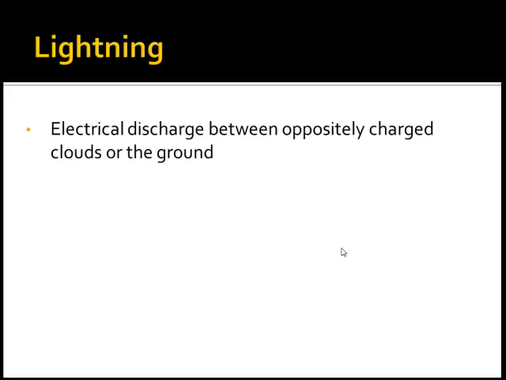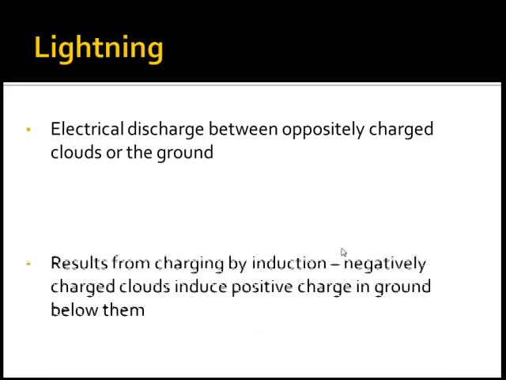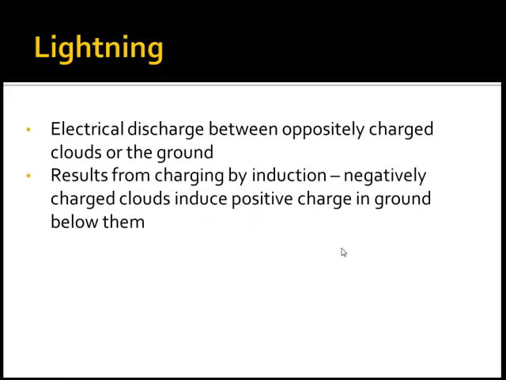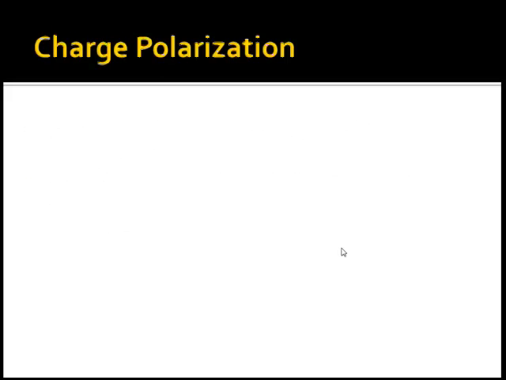And again, I just mentioned lightning. So you have electrical discharge between the oppositely charged clouds and the ground. This is done by induction. So the negative charges will accumulate in the clouds, and the positive charge will accumulate on the surface of the Earth. And then there's a discharge, so the clouds will ground themselves to the Earth, just like you would with a shock, except the clouds are getting shocked by the Earth.